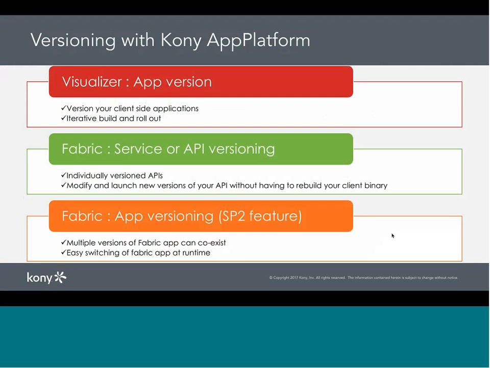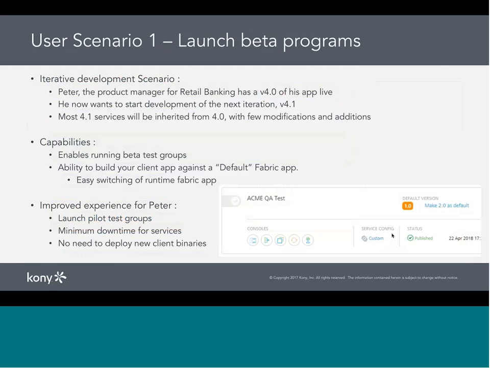Now, as part of Service Pack 2, what we have done is we have taken it a step further, and we have ensured that you can have multiple versions of the Fabric app that can coexist at the same time. So this will let you club a whole set of features, all the APIs and everything, and just give different versions for the Fabric backend app itself. And this lets you easily switch the Fabric app at runtime as well.